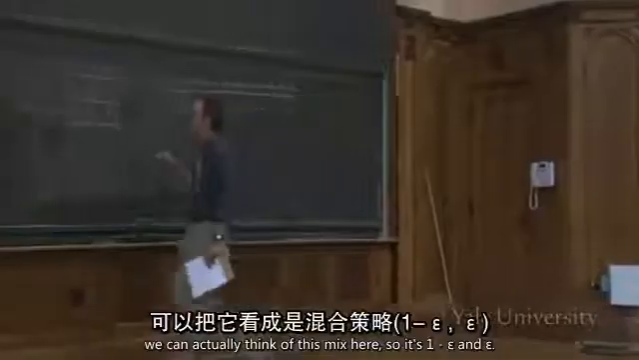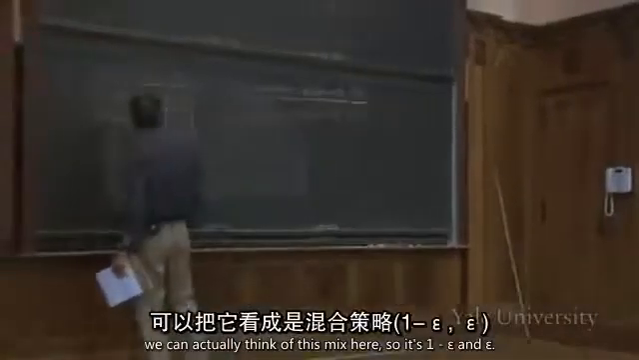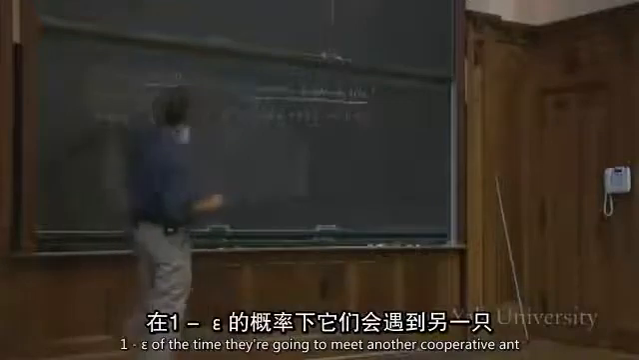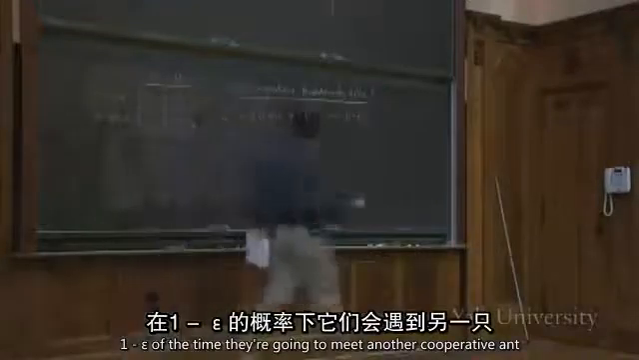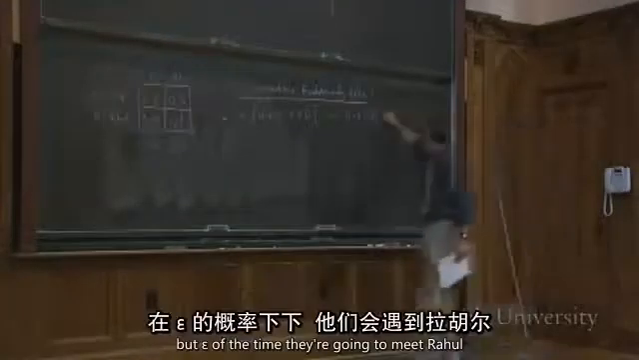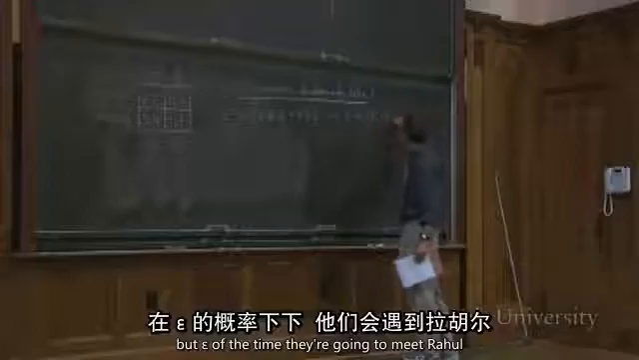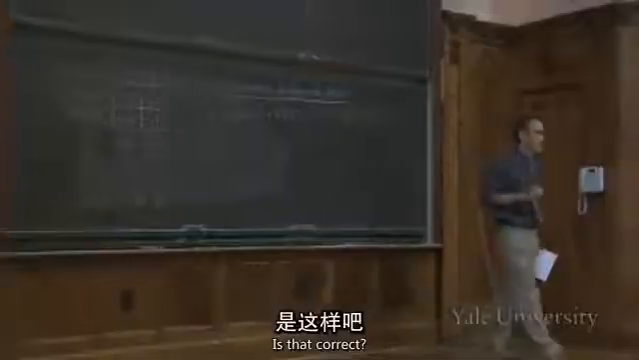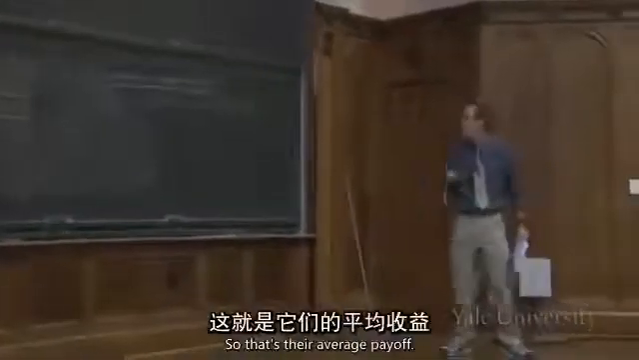We can actually think of this mix here, so it's 1 minus epsilon and epsilon. 1 minus epsilon of the time, they're going to meet another cooperative ant and get a payoff of 2. All right? But epsilon of the time, they're going to meet Rahul and get a payoff of 0. Is that correct?